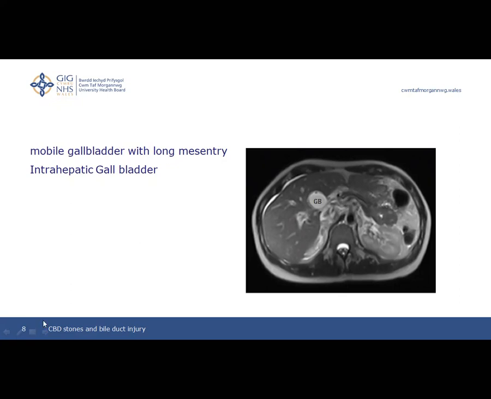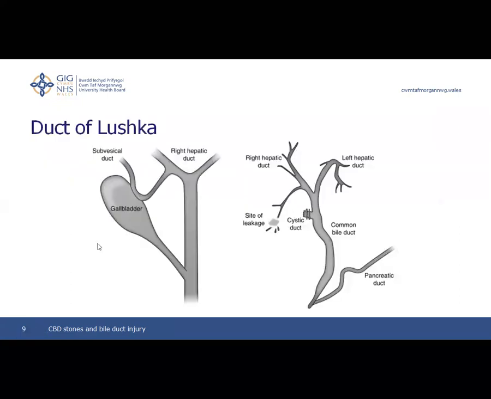And coming on to the duct of Luschka, which is very important in knowing about the biliary tree, because the duct of Luschka is nothing but a subvesical duct which drains into the right hepatic duct. There's a chance of injuring the duct of Luschka when we dissect the gallbladder out of the liver bed, and this is called the duct of Luschka. We'll see about the significance of the duct of Luschka in the future slides.